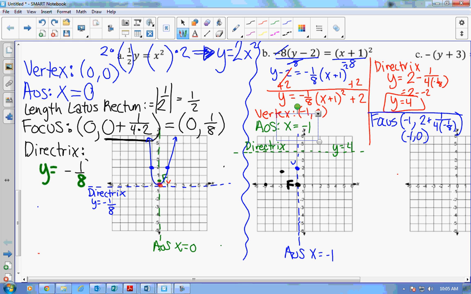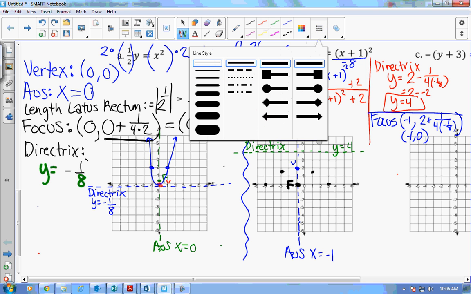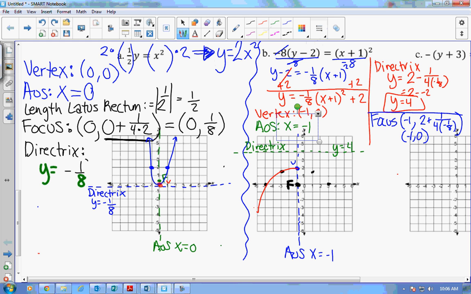Another nice point was 1. What's the y coordinate that goes with x equals 1? 1.5. And then we use symmetry. That was 1, 1.5. And then we have some symmetry, and we have 3, 0. That's also a nice point. Connect those with a parabola, then your graph is done.